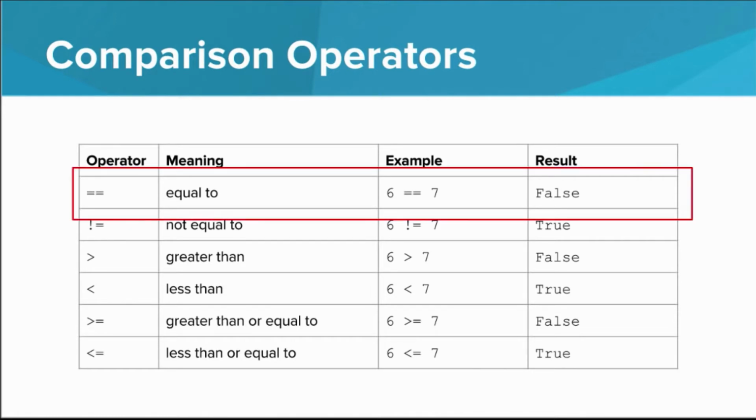I want you to pay particular attention to the equal to operator. Notice that this uses two equals signs right next to each other. This is not the same as a single equals sign, which is used in an assignment statement. Single equals is for creating or changing a variable, whereas double equals is used for checking if two things are equal to each other. You're probably going to mix these two up at some point, and don't worry, I've done it too.